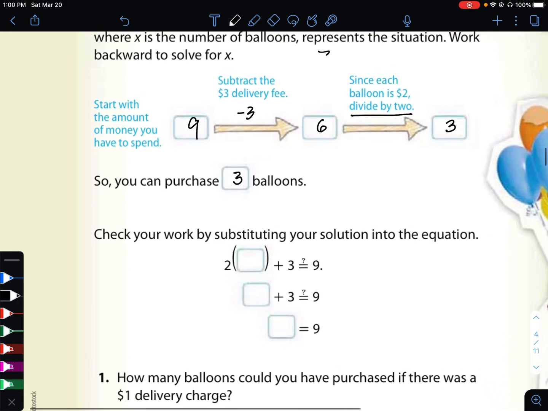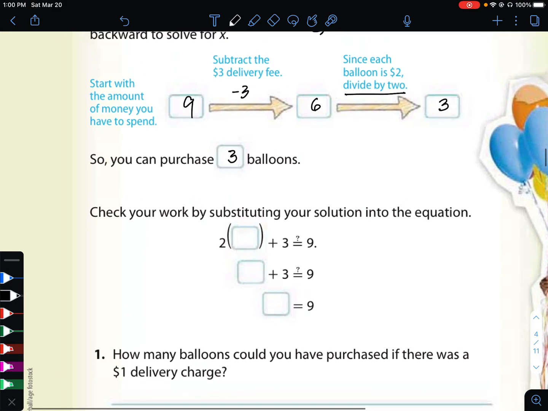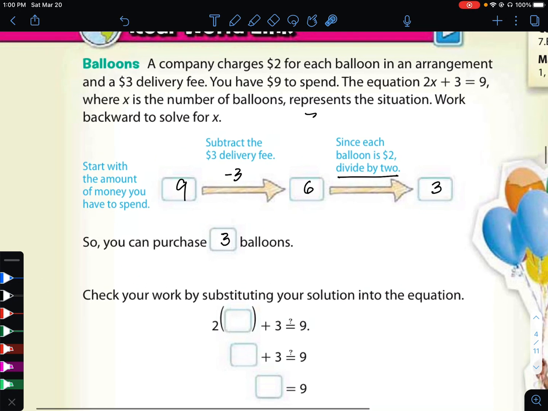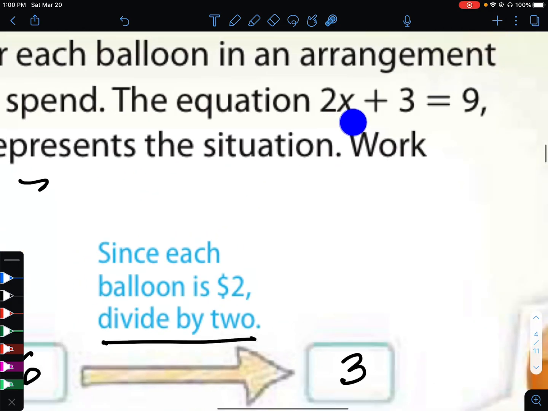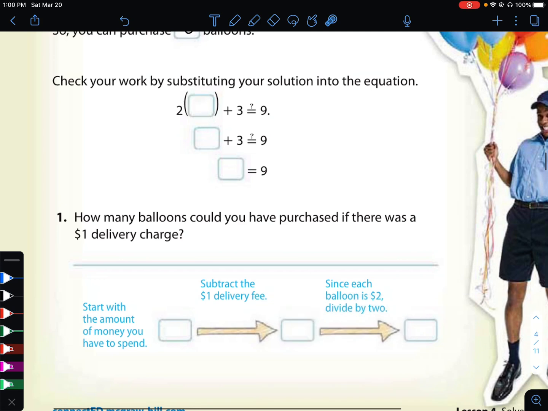Now after finding a solution, the way to check it is simply to get our value of 3 and substitute it back to our original equation, which is 2x plus 3. So that x right there will represent 3 since our solution is 3. We simply plug in 3 here. So 2 times 3 plus 3, is it equal to 9? 2 times 3 is 6. 6 plus 3 equals 9. Then we know that it is.